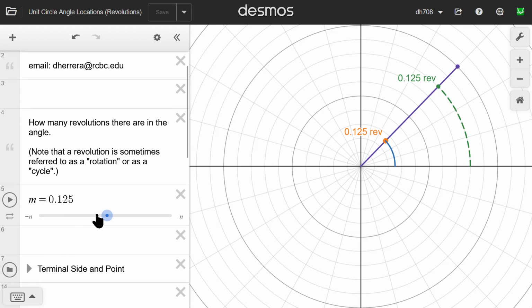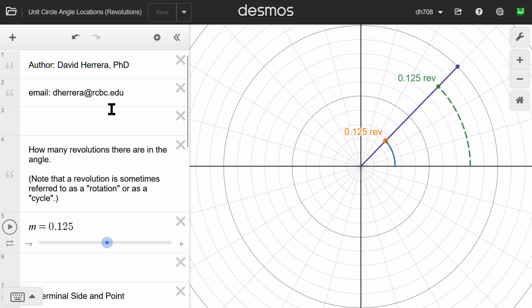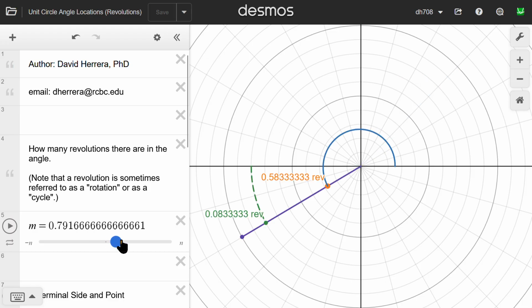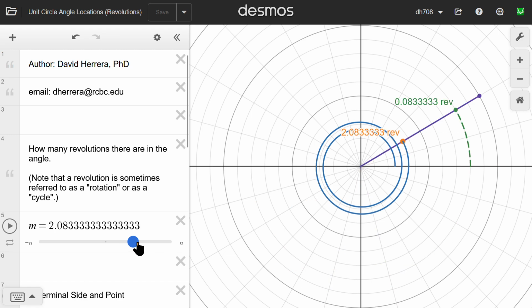So if I go over here and I say, this right here is in terms of revolutions, which are also called rotations or cycles. So if I do, let's see, 2.083 revolutions. Well, the 2 integer part means how many full rotations, and then the 0.0833 is the reference angle. It's how much more I need to go from this part. And you see that's the same number as the decimal part here.